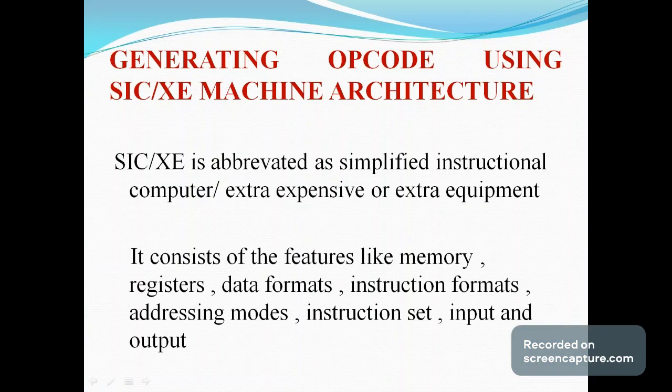My topic for today is generating opcode using SIC machine architecture. SIC is abbreviated as Simplified Instructional Computer, and XE is extra equipment. SIC machine architecture consists of features like memory, registers, data formats, instruction formats, addressing modes, instruction set, input, and output.